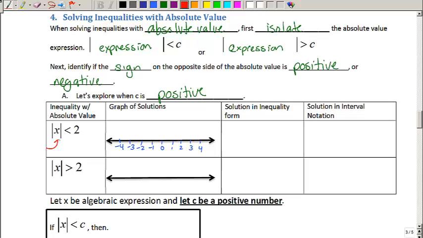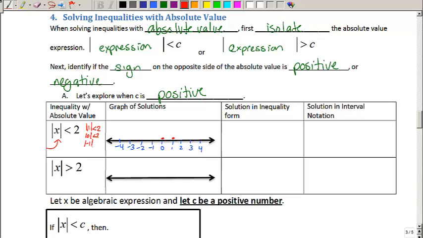And what values can I plug in for x that when I take the absolute value of them, I'm getting something less than 2? And usually us students will say 1, because the absolute value of 1 is 1, and we know 1 is less than 2. So I'm just going to put a little dot here. This is just a little exploration activity. The absolute value of 1 is less than 2. The absolute value of 0 is also less than 2.